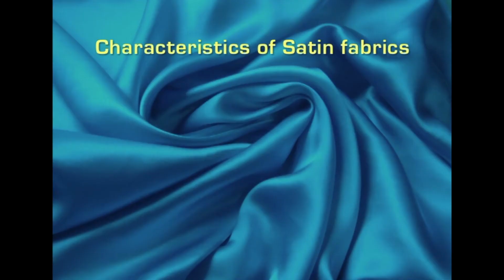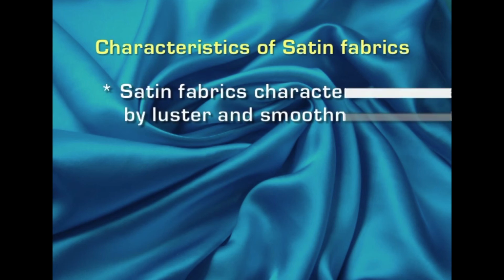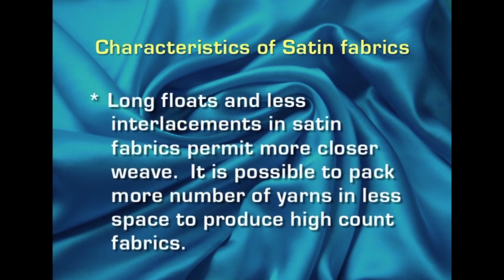When you take the characteristics of these satin fabrics, we have already said that they are characterized by good luster and also smoothness, and here filaments are being used, and filaments usually have good luster when compared to spun yarns, and so filament yarns are used in satin fabrics. And the long floats and fewer interlacements in this particular weave contribute to more threads being packed in, and so a higher thread count is possible in these satin fabrics when compared to other fabrics, even more than twill weave fabrics.